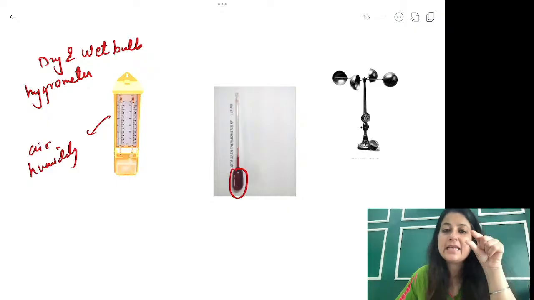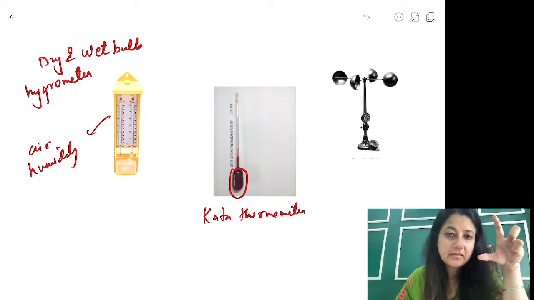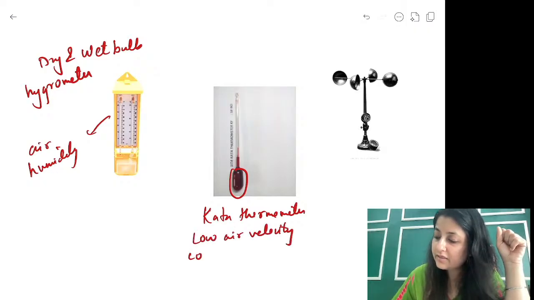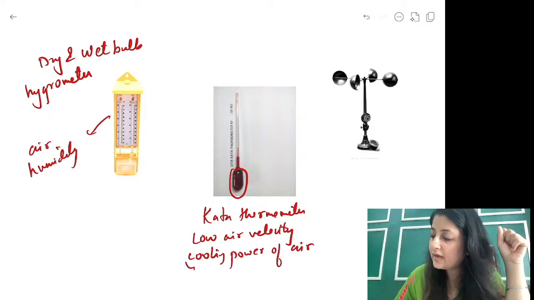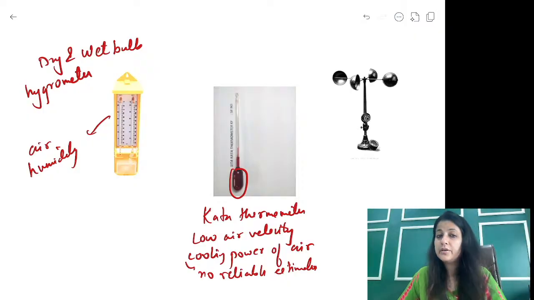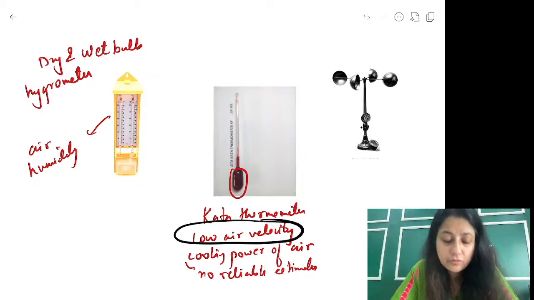This one, thin and narrow bulb. This is Kata thermometer. Thin and narrow bulb. Red color. This is for low air velocity, not high air velocity. Also cooling power of air. But for cooling power of air, we don't get very reliable estimates these days. If they ask you what the Kata thermometer is more important to measure, your answer will be low air velocity.